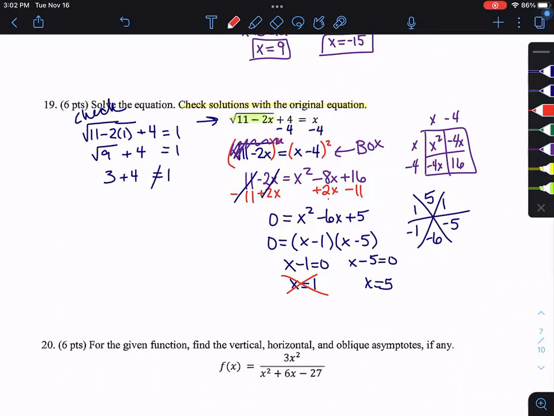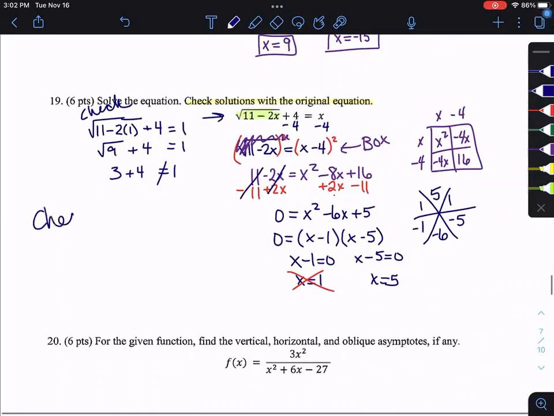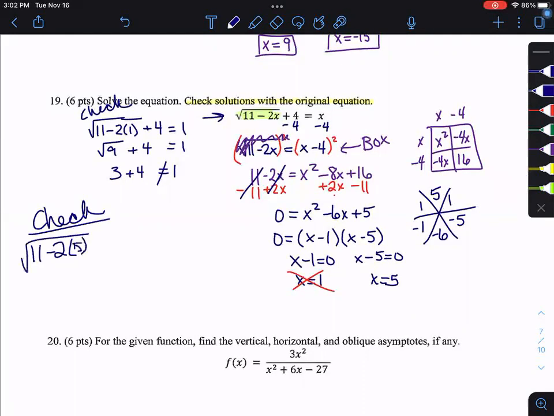I still have to check the 5, so I'm going to go back into the original, and I'm going to check 5. So 11 minus 2 times 5, square root, plus 4 equals x, which is 5.